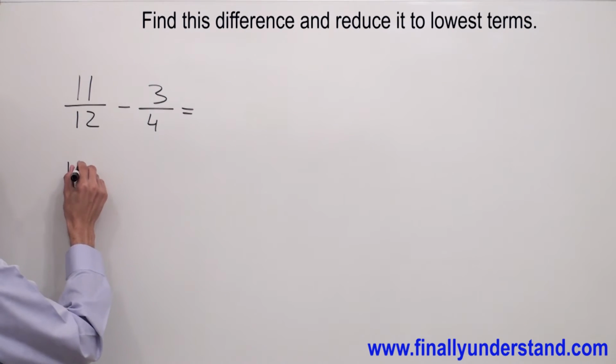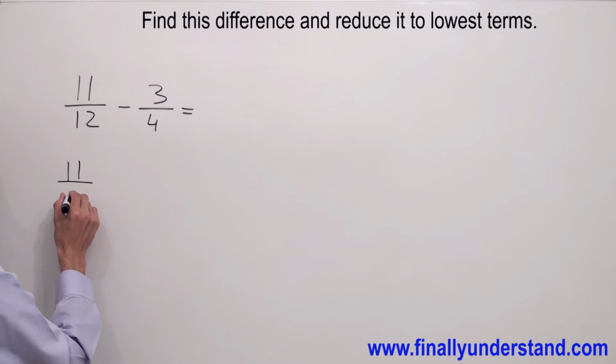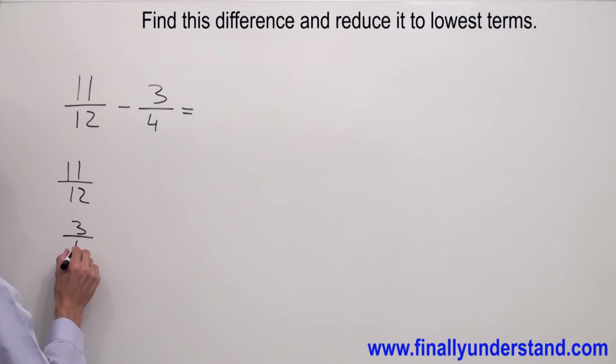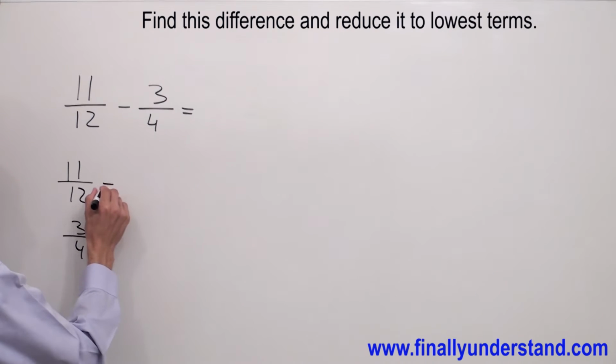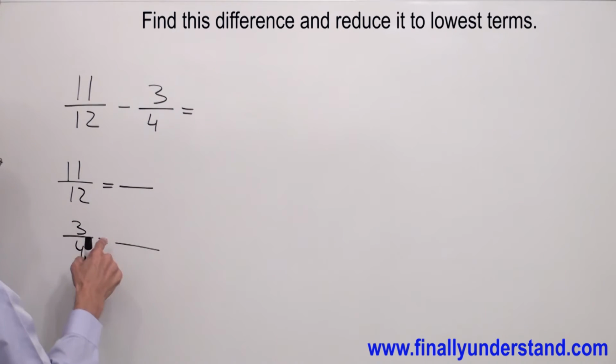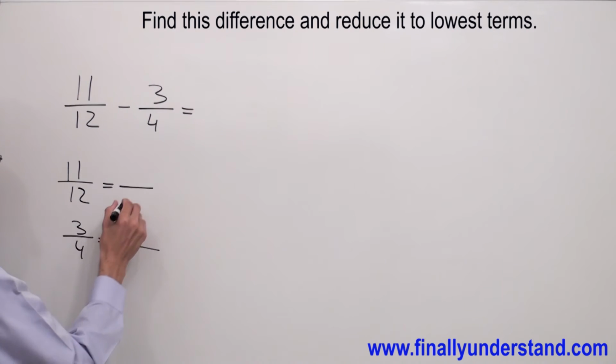Okay, so I can say that the common denominator for this problem is 12, because the common denominator has to be evenly divisible by 12 and evenly divisible by 4.